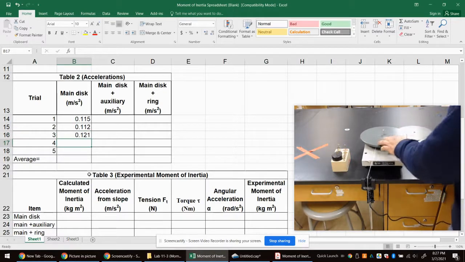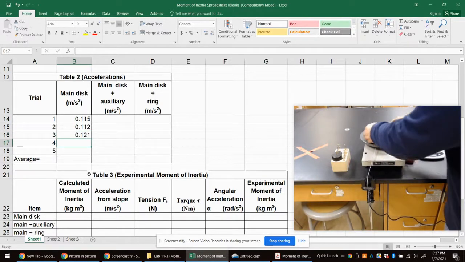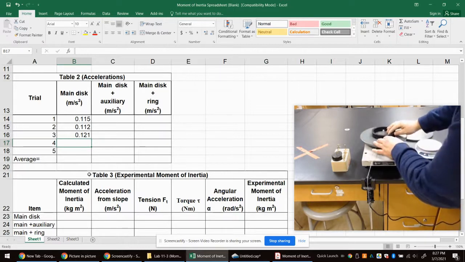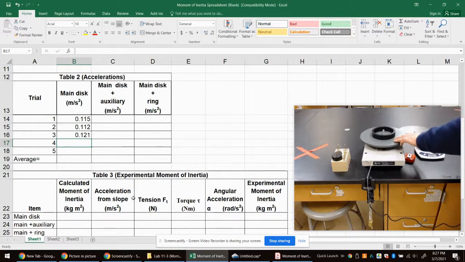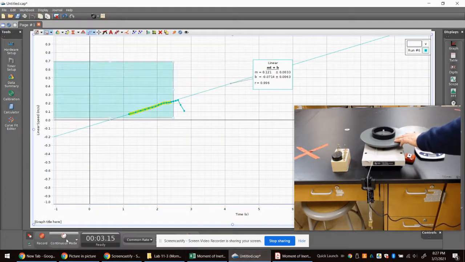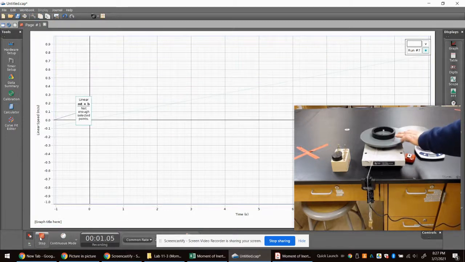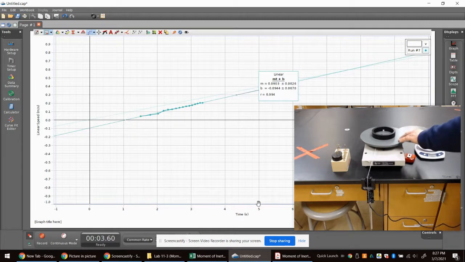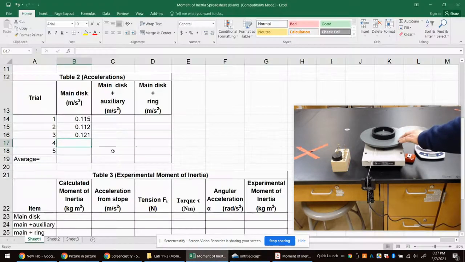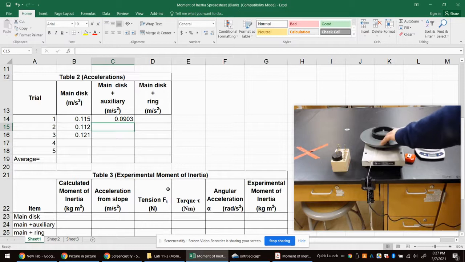We do the same thing with the ring on here. We are going to wind this up, and we're going to release it with the ring. So I hit record, start it, stop, 0.0903. And that actually goes on the ring measurement, so that would go over here, 0.0903.